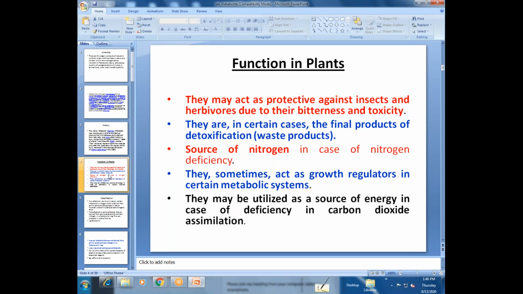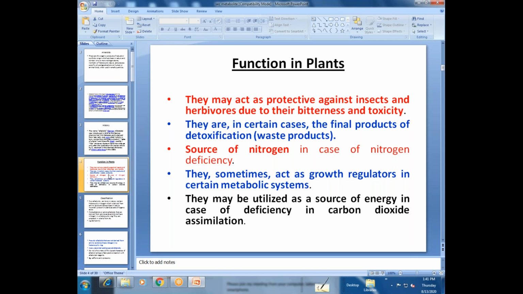So, going by this property, they act as a protective against insects and herbivores, which eat on the herbs. If it is bitter, they definitely will not eat. They are in certain cases the final products of detoxification, meaning these are the waste products which will be dumped into the vacuoles of a cell.